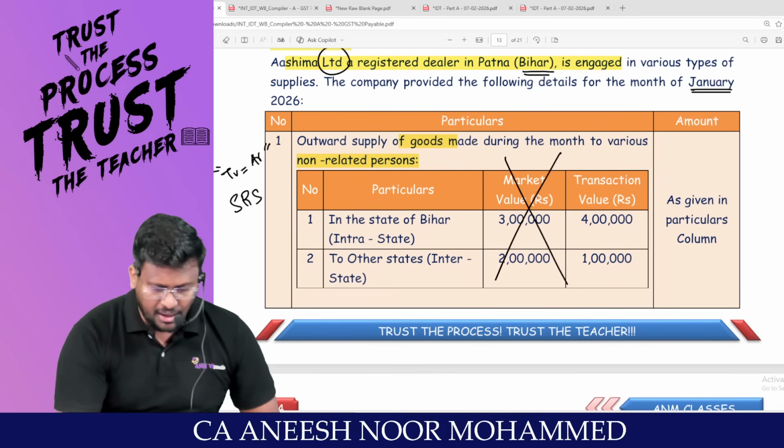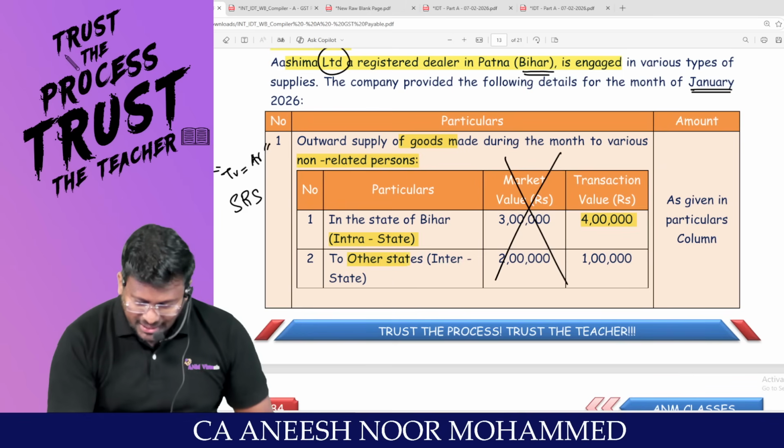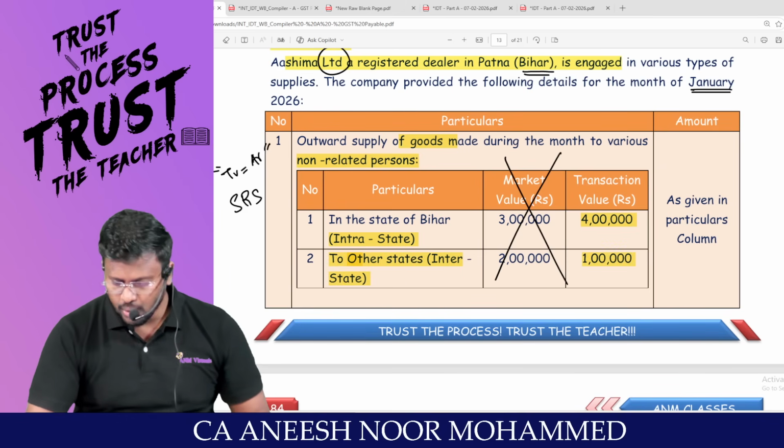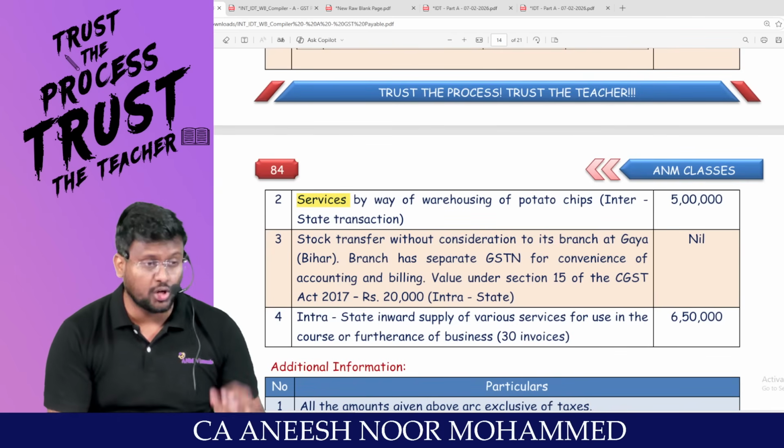In the state of Bihar, intra-state, that means we are supposed to collect CGST and SGST. To other states, that is interstate, total 1 lakh, IGST should be collected. As given in the particular column is the amount. Leave it. Services, it's not goods, services.